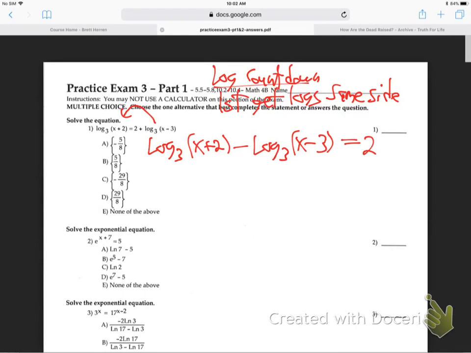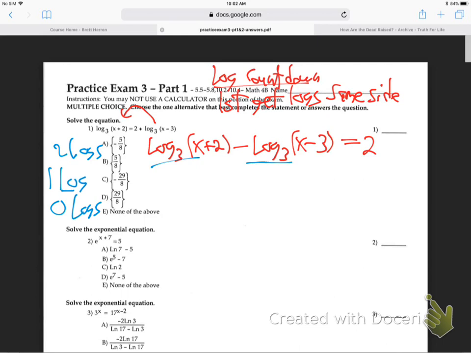All right, so what do we do with the logs? We count them down. What do I mean? I mean it's going to go like this. It's going to go 2 logs. Next line's going to be 1 log, and then no logs. So I'm going to count down the logs. 2 logs, 1 log, no log.